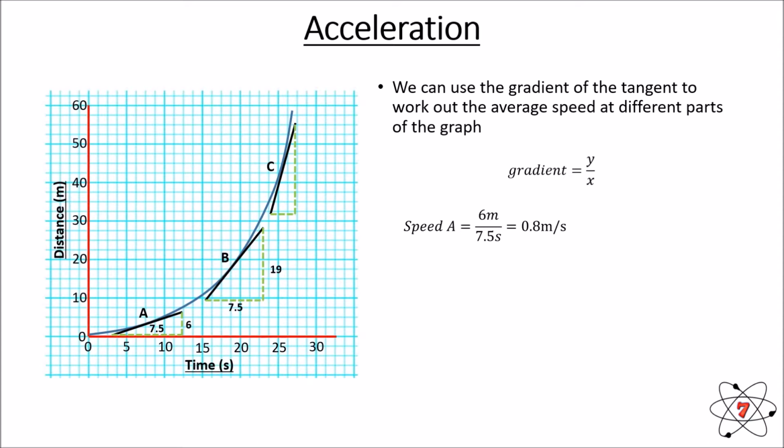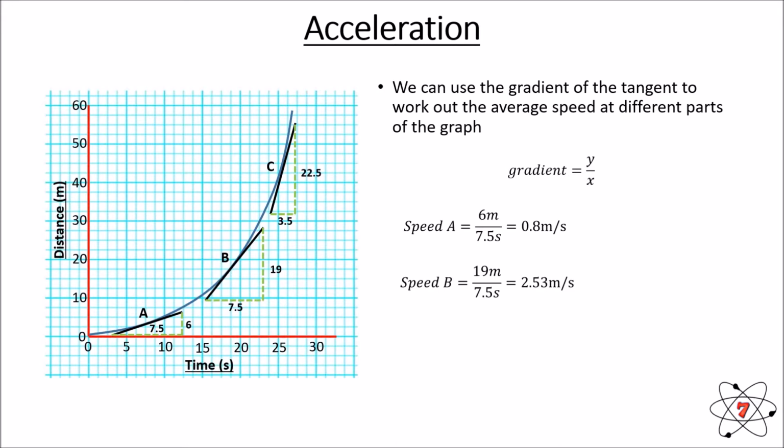Again, 7.5 seconds has passed. This time, 19 meters has been travelled. So we're drawing our triangle again, and we're using speed equals distance divided by time. So 19 meters divided by 7.5 seconds gives us 2.53 meters per second.